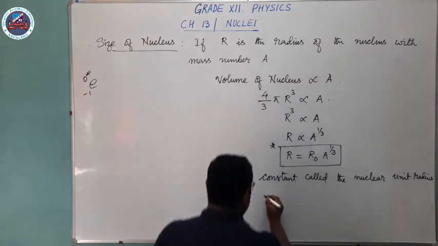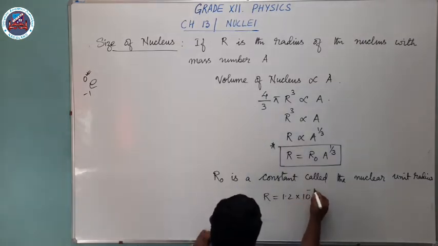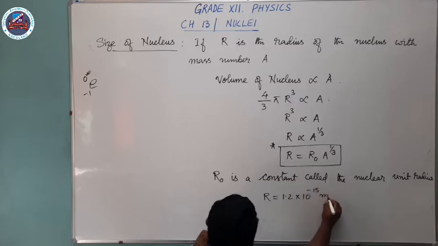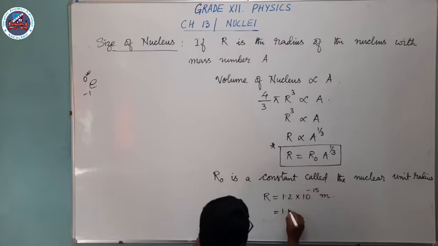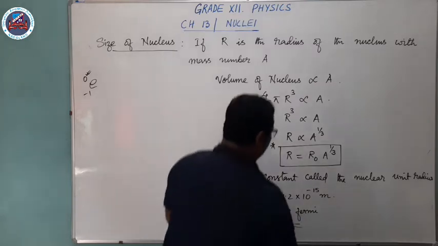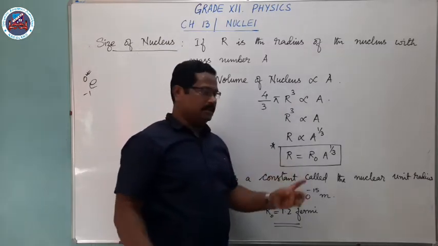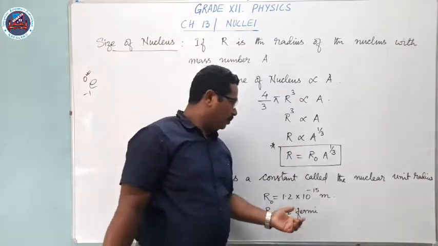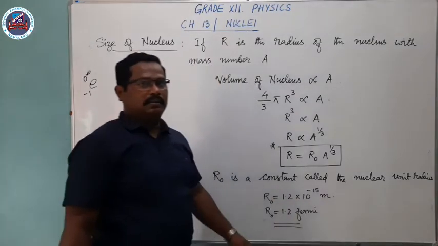And its value is r naught equal to 1.2 into 10 to the power minus 15 meter. And this 10 to the power minus 15 meter we also call a Fermi. So 1.2 Fermi you can also say is the value of r naught. It is constant for all nuclei, but the size, the radius of the nucleus, varies. The order of the nucleus size is this one, 1.2 into 10 to the power minus 15 meter.